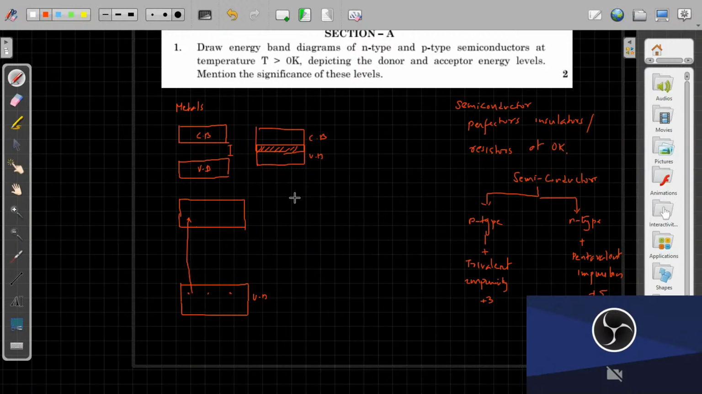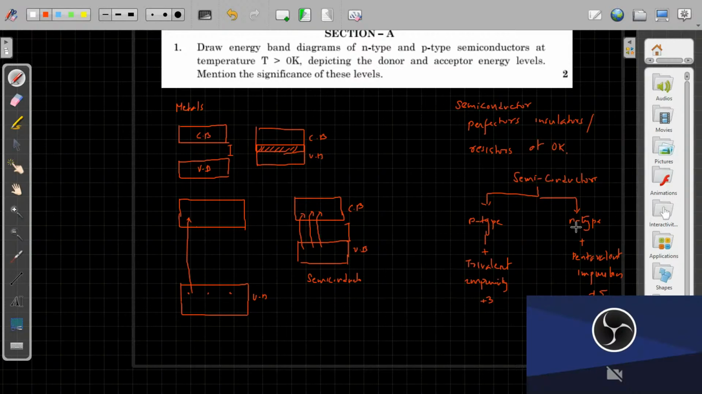Now come to semiconductors. For semiconductors, this gap is not very large. Electrons can achieve this energy from the surroundings, and then they can easily jump from the valence band to the conduction band. This energy gap is quite small, so they can easily jump across. This is the conduction band, this is the valence band.